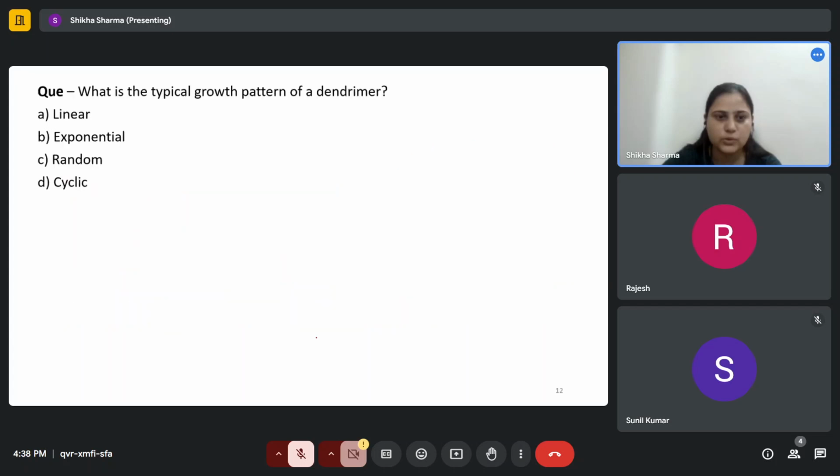So the next question. Before, we were discussing mainly the hyperbranched system. Now we are further discussing the dendrimers. Let's discuss some concepts of dendrimers. What is the typical growth pattern of a dendrimer: linear, exponential, random, cyclic? Anyone? Yeah, true. Exponential, correct answer.